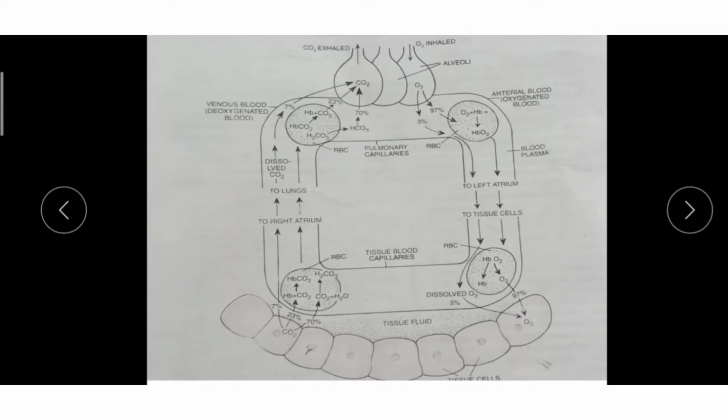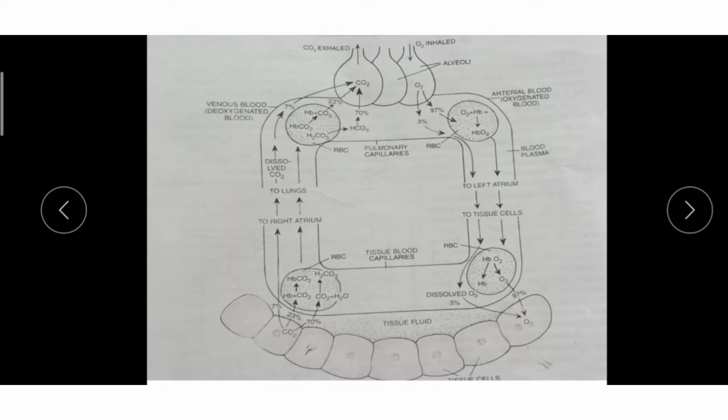So now let's start with our topic. Transport of gases. Blood transports oxygen and carbon dioxide. First, we'll discuss the transport of oxygen in the blood. Blood carries oxygen from the lungs to the heart and from the heart to various parts of the body. Oxygen is transmitted in two manners.